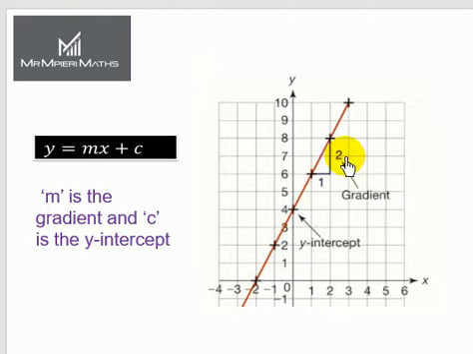And so the gradient is important. You know how to work out the gradient. However, the equation you need to know is y equals mx plus c. m is the gradient and c is the y-intercept. You got to remember these 2 things. Where the line passes through the y-axis is c. The steepness of the line is m, the gradient.